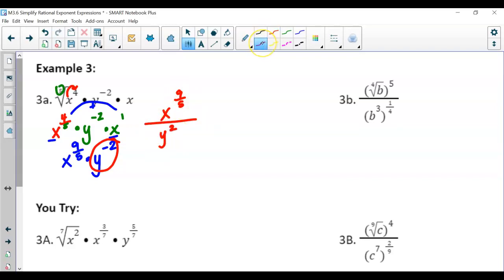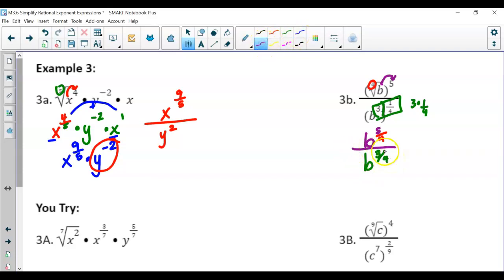So then here, notice again, we need to rewrite the numerator. So I've got b to the 5th power, but over what is the index? 4. So 5 over 4. Now notice in the denominator, you're raising a power to a power. So again, parentheses, what did we do? Multiply. So that is 3 times 1/4. So that is b to the 3/4 power.